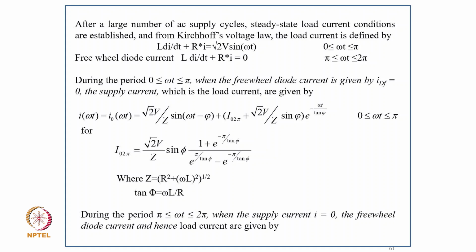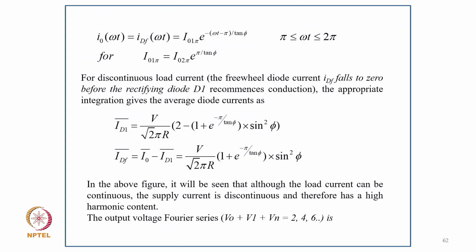Where Z equals (R squared plus (omega L) squared) to the power half and tau equals L upon R. During the period omega t from pi to 2 pi, when the supply current is 0, the freewheeling diode current and hence the load current are given as i0(omega t) equal to I_DF equal to I0(pi) e to the power minus (omega t minus pi) divided by omega tau from pi to 2 pi, and I0(pi) equal to I0(2 pi) e to the power pi upon omega tau.